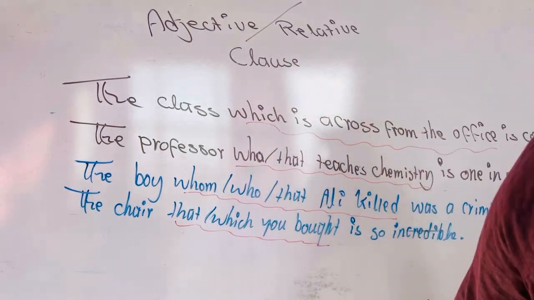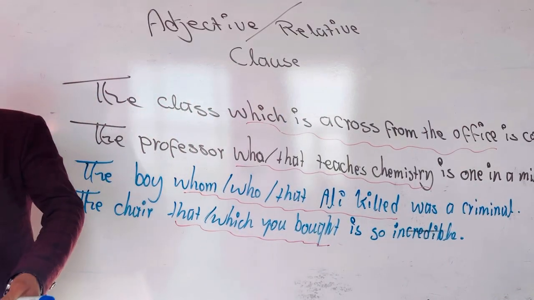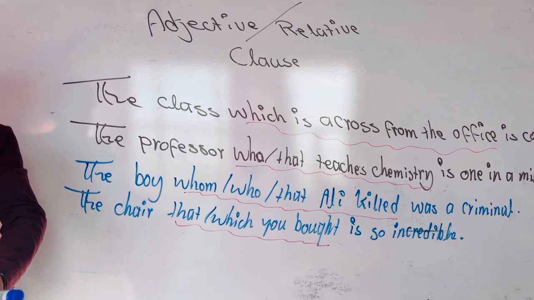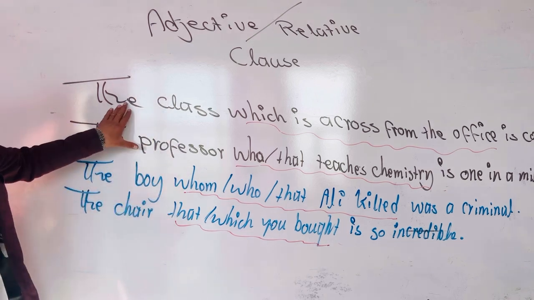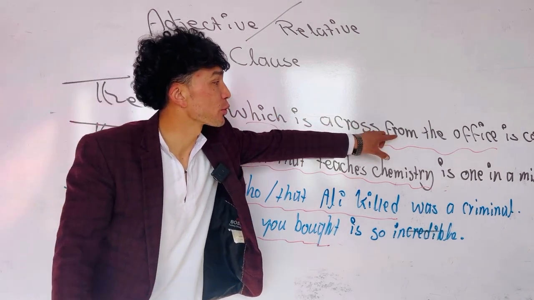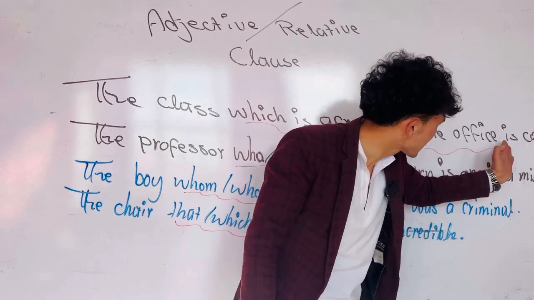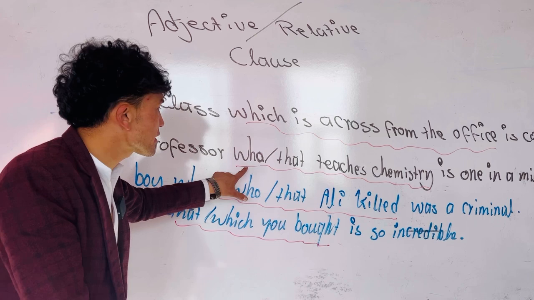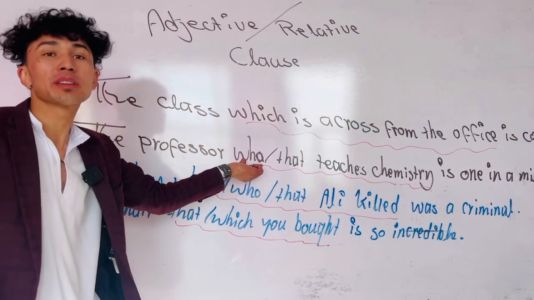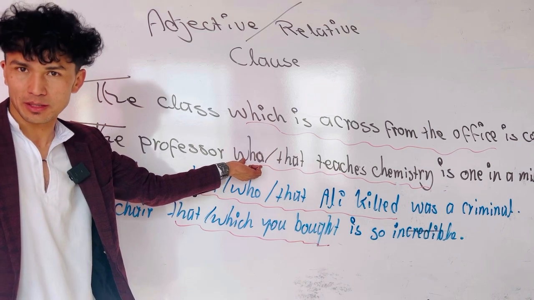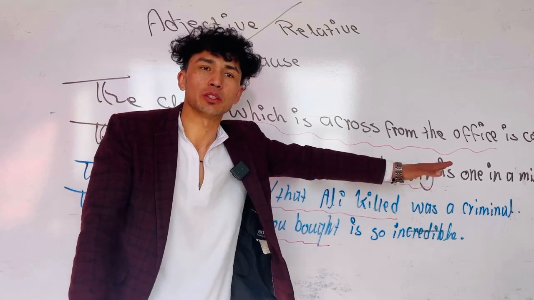The boy that you asked about them, they are my friends. About them. What is them for? Does not make sense. I forgot about it. See, the class which is across from the office. You will never bring another pronoun. Is there any it? No. The professor who that teaches chemistry, he is one in a million, never. Because it plays the role of that pronoun here. You understood?